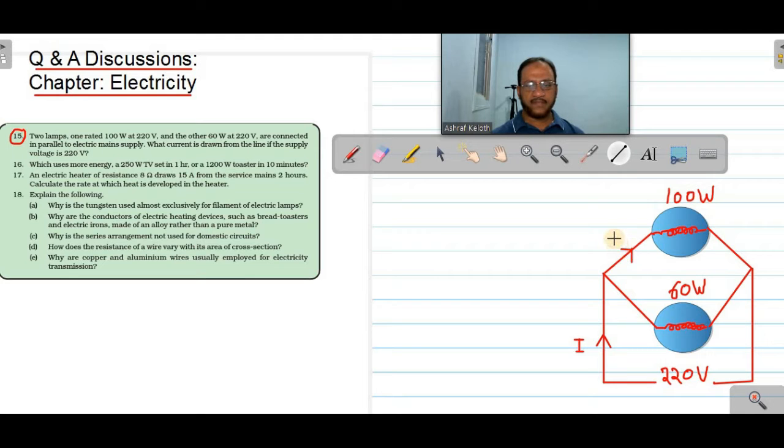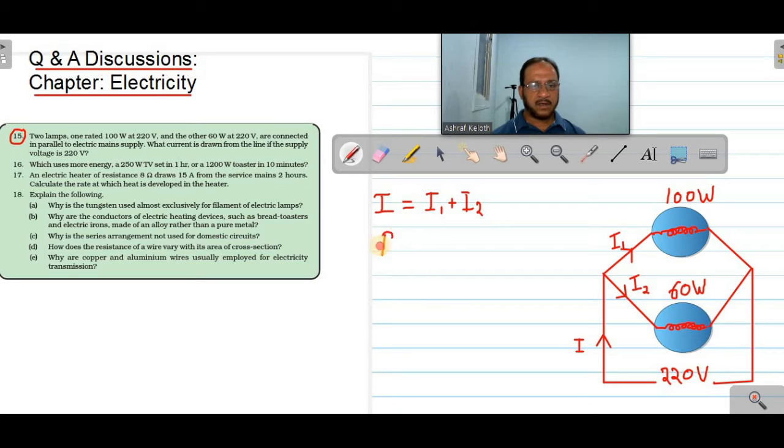One current, I1, flows through the 100 watts bulb, and another current, I2, flows through the bulb with the 60 watts. Now we need to find the total current in the main line, that is this current I, which will be equal to I1 plus I2. So the first equation is the total current I is equal to I1 plus I2.